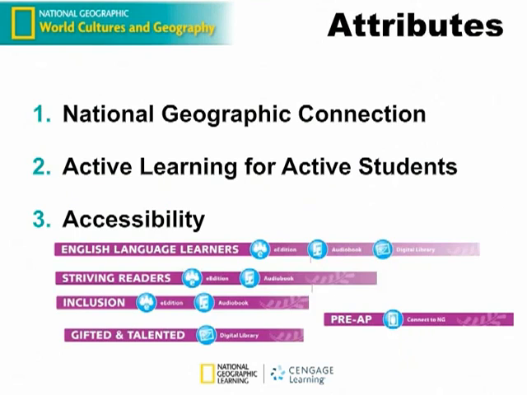And finally, the program has been developed to be accessible for all students. Differentiation strategies for English learners, striving readers, special needs students, gifted and talented students, and even pre-AP students are built into the beginning of each chapter as well as interspersed throughout the lesson.